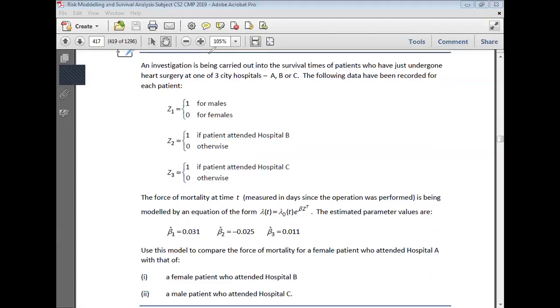Okay, so who would like to read this question for me? Savik, can you read this for me? Yes, ma'am. An investigation is being carried out into the survival times of patients who have just undergone heart surgery at one of the three city hospitals, A, B, or C. The following data have been recorded for each patient. The force of mortality at time t is being modeled by an equation of the form. The estimated parameter values are given. Use this model to compare the force of mortality for a female patient who attended hospital A with that of a female patient who attended hospital B.